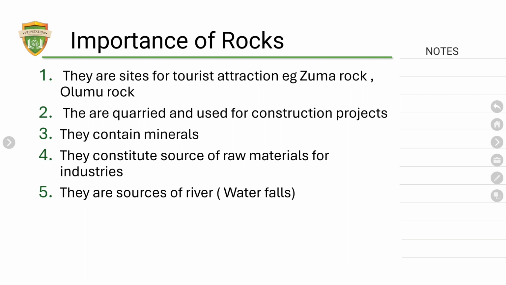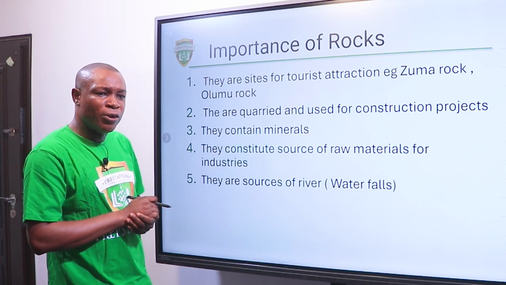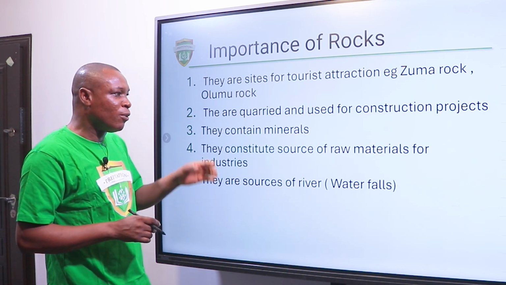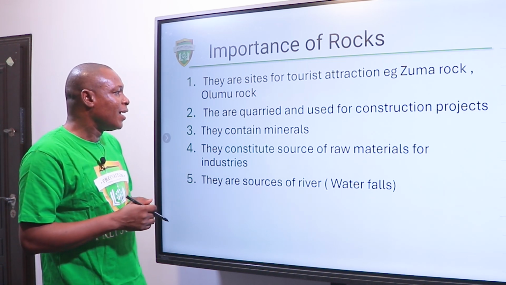Importance of igneous rock. Number 1, they are sites for tourist attraction. Example, Zuma Rock and Olumo Rock in Nigeria. People normally visit those places as tourist sites. Number 2, they are quarried and used for construction purposes. So, limestone is a very good raw material for making cement. When these rocks are quarried and used for industrial purposes, that means they are harnessing rock as a resource.